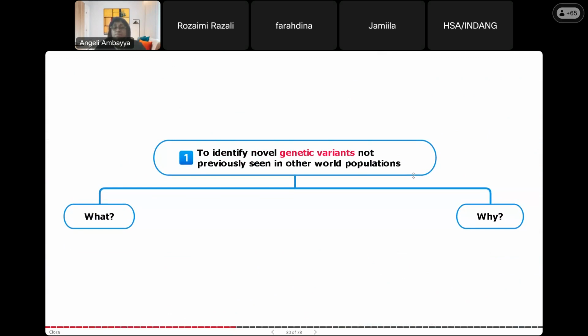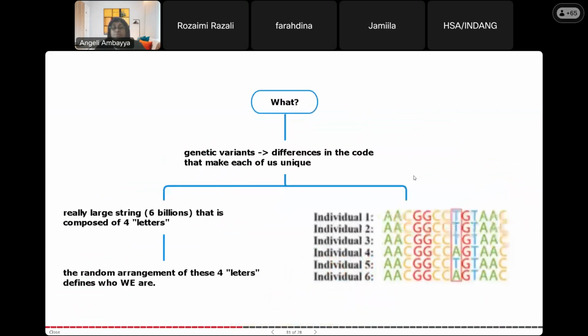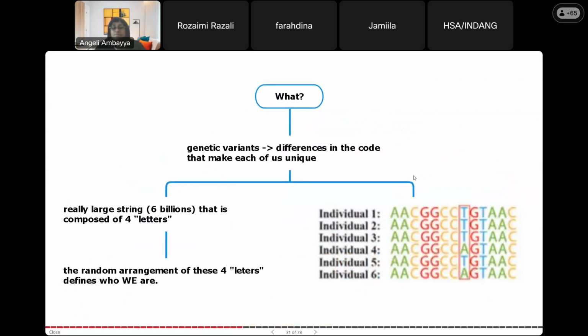Okay, now let us look at how I solve the first objective, which is to identify novel genetic variants. So genetic variants, as I'm sure all of you are aware, they are differences in the genetic code, which makes each of us different. Our genome consists of 6 billion letters or 3 billion pairs of these letters.